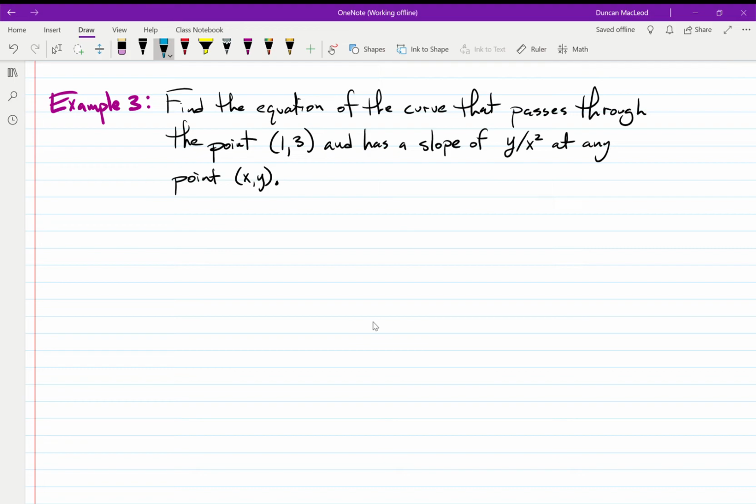And even more key, when it tells you the slope is y over x squared at any point x, y, that's directly telling you that dy/dx, the slope, is y over x squared.